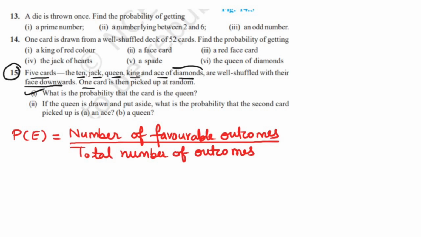We are supposed to answer what is the probability that the card is a queen. So out of these 5 cards there is only one queen. So probability of getting a queen is 1 upon 5.